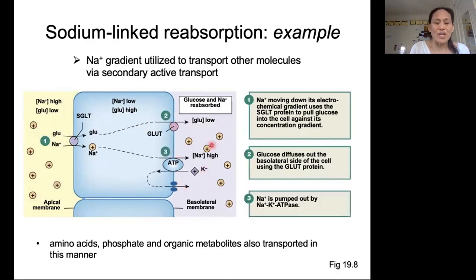And then finally, for good measure, we're going to move sodium out of the cell using the sodium potassium ATPase. Okay, so I just want to mention this example was using glucose, but we have a variety of other molecules that are also transported in this manner, using these sodium gradients to help transport the materials across the tubule wall.